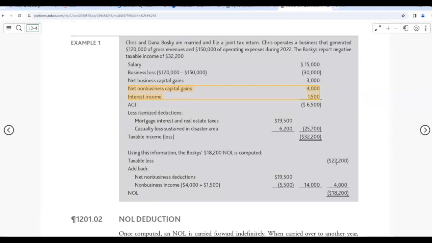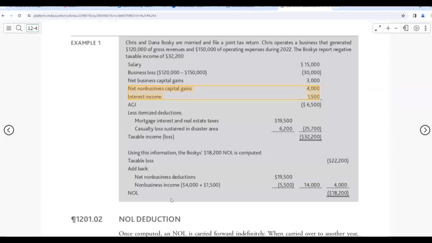32,200 less 14,000 that we just calculated, right? Ends up to be 18,200. So 32,200 minus 14,000 is 18,200. And that is your net operating loss. Finally, after all this calculation, that is the net operating loss that you're going to carry forward indefinitely to use for the next coming years against your business income.